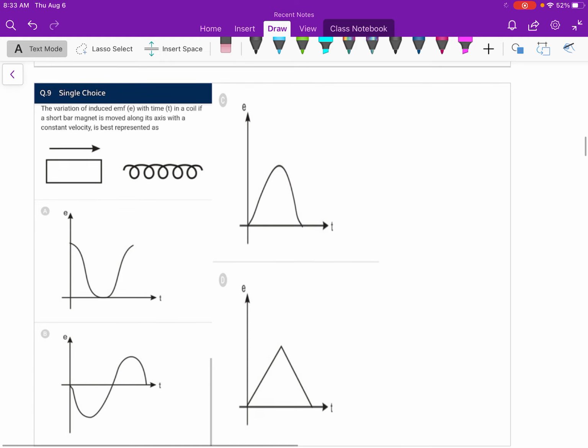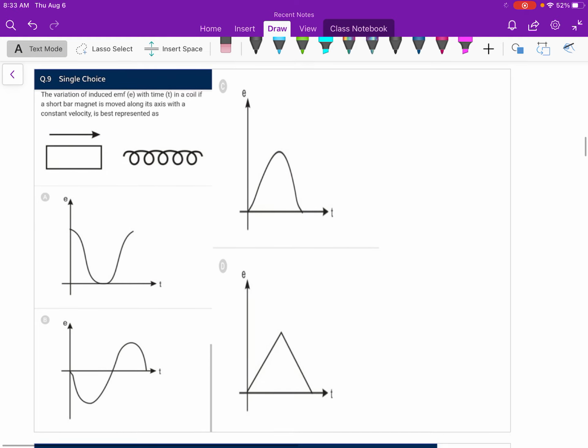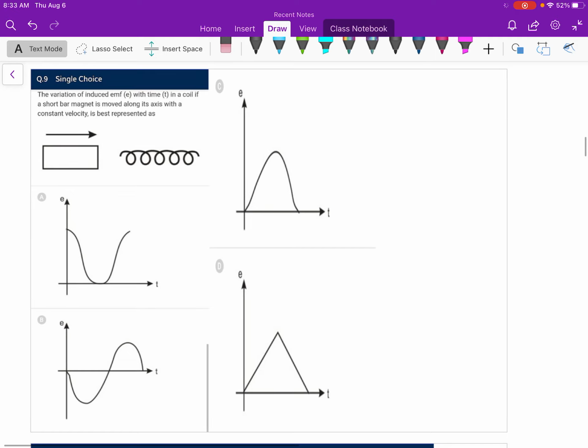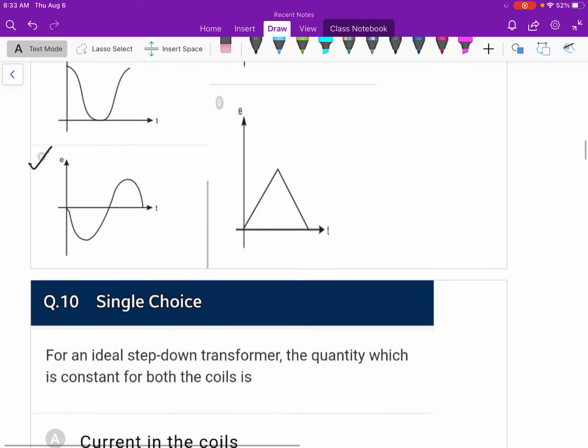Okay, the variation of induced EMF, this is a standard question. So when the magnet enters the coil, the sense of EMF will be in one direction, and when it leaves the coil, the sense of EMF will be opposite. So sense of EMF should change. So only option B is correct, in which the sense of EMF is changing.